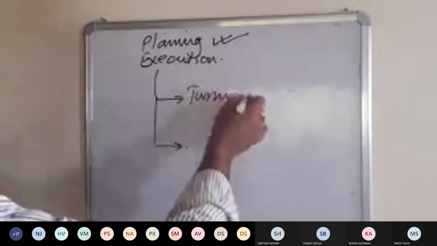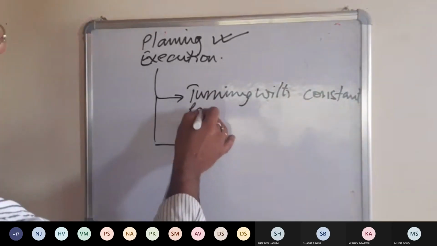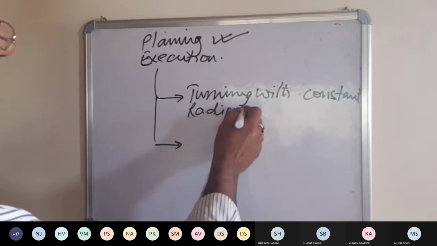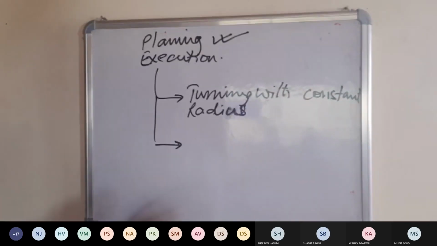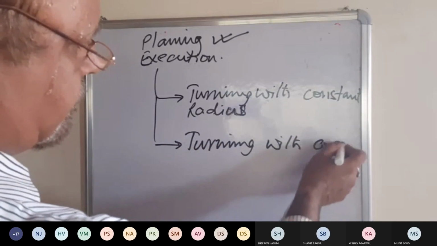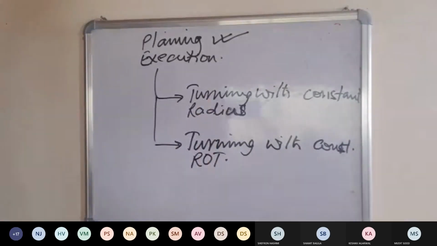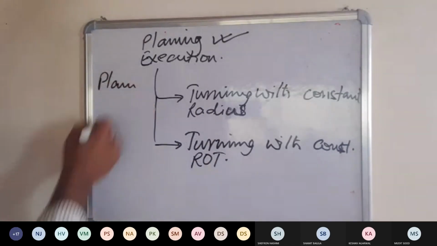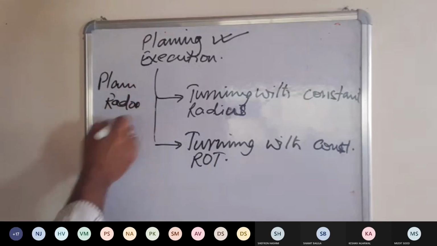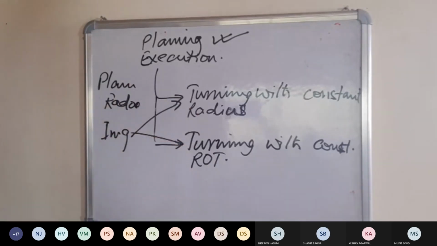Turning with constant radius. Next one, turning with constant ROT. दो तरीके के टर्न हो सकते हैं. हमारा प्लान जो था वो या तो रडार ऑब्जेक्ट वाला होगा या इमेजिनरी पॉइंट होगा. अब इमेजिनरी पॉइंट में मैं चाहूं तो दो तरीके का टर्न एग्जीक्यूट कर सकता हूं, या रडार ऑब्जेक्ट है तो भी दो तरीके का टर्न एग्जीक्यूट कर सकता हूं.